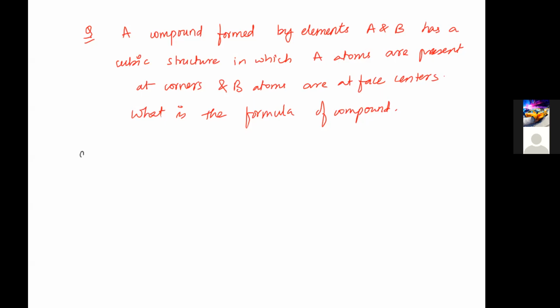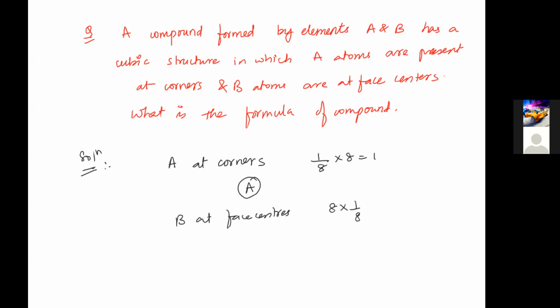Okay, let me tell you how. As you said, there are A atoms at corners. You know, the contribution is 1A. B at face centers. You already know B at face centers is 8 into 1 by 8 and also half into 6, so it is 1 plus... Sorry, but it's specific, no? They only said B at face centers, so we don't need to include the corners. So B at face centers is only half into 6.